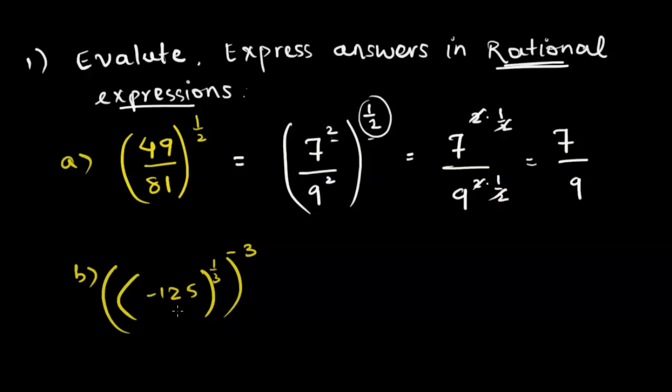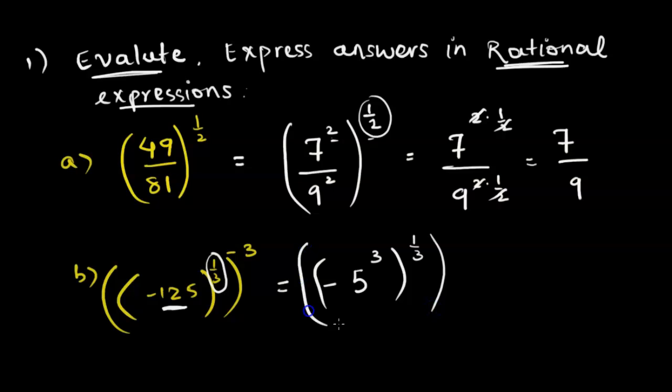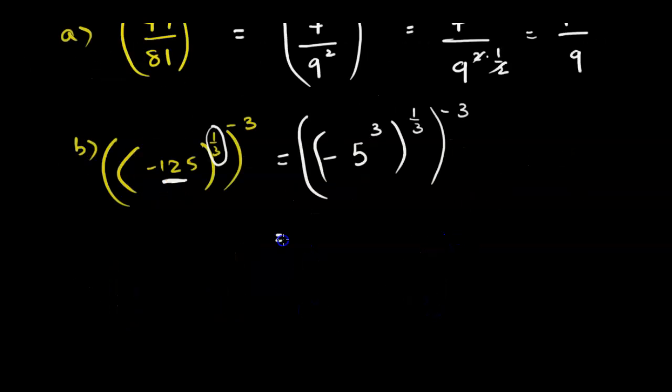Let's say the next question is negative 125 to the power 1 by 3, whole to the power negative 3. How do we write this? Because this is a rational exponent, we can write it as a radical, or another way to do it, if we want to evaluate, is this. We know negative 125 can be written as negative 5 to the power of 3. And there is one power outside already, that is 1 over 3, and there is another power that is negative 3. Now how do we simplify? The base is only 1 but there are 3 powers on the same base.